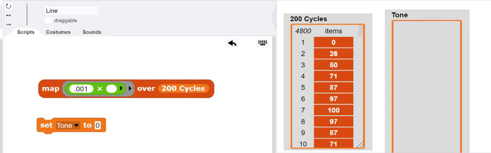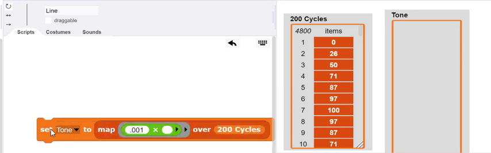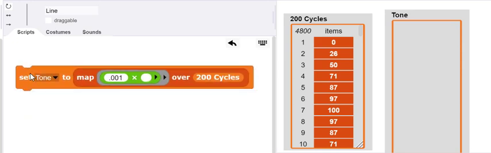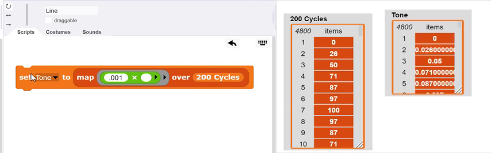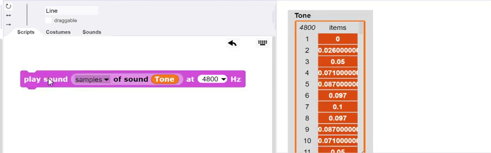of 200 cycles of the sine wave, but the values are too large to send to the computer speaker. The map command can apply an operation to an entire list. So if we apply times 0.001 to the list, then we get a much smaller set of values. If we apply this to the variable named tone, then we wind up with the same items but shifted several decimal points. We can now play the sound samples of the sine wave that we've generated in this manner.